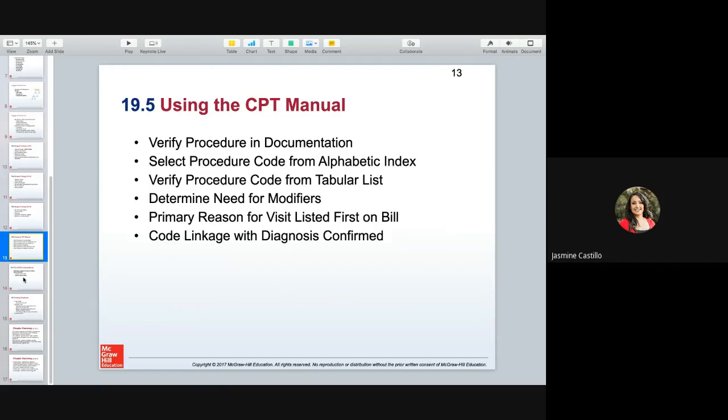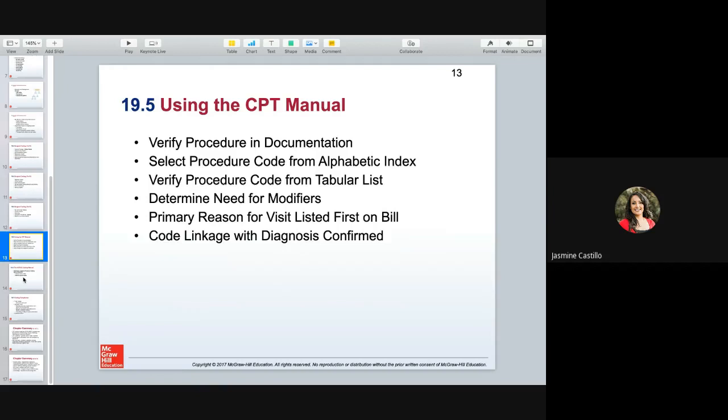I'm just looking that up so that I can read it to you. 93000, electrocardiogram, routine ECG or EKG with at least 12 leads with interpretation and report, meaning the physician has read it and we have reported the indications to the patient, and we have documented the findings as well. So that's how you would look up the procedure code.